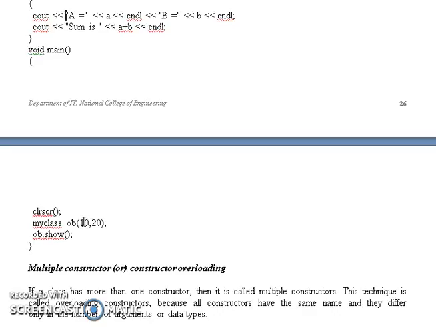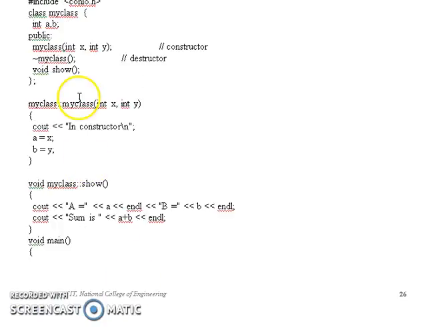These values will be passed to this particular constructor, and it will receive them through x and y, and x and y will be assigned to the data members a comma b.